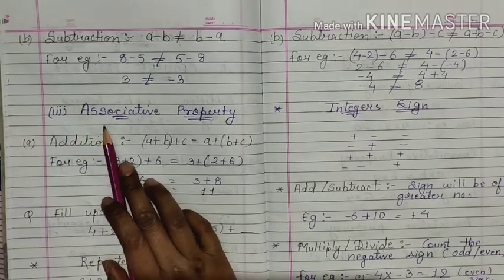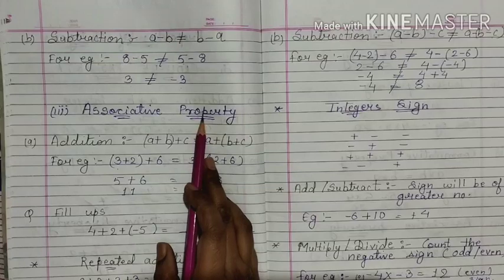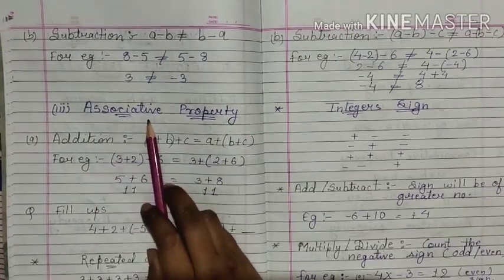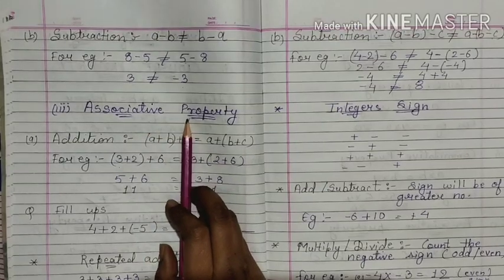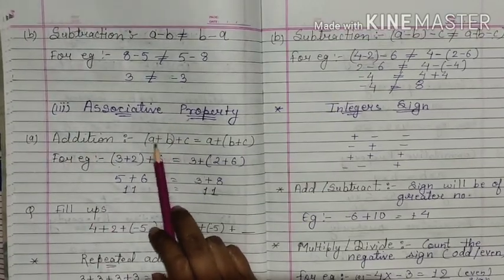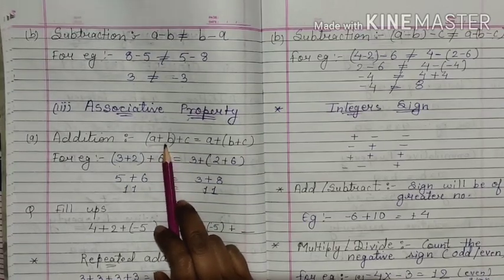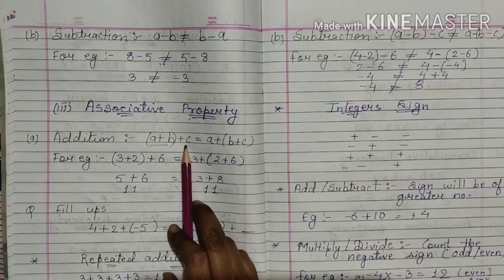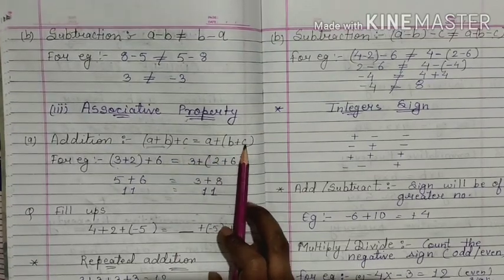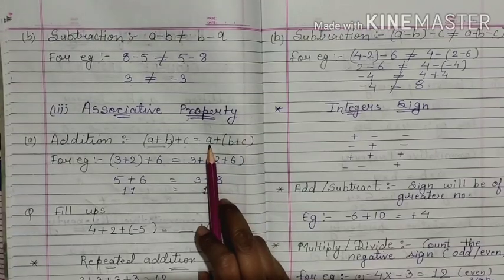The third property is associative property. In addition, in associative property, we take three integers. In addition, a plus b: first, we will add a plus b because it is in brackets. Then we add c. And in RHS, we add b plus c, then add a.